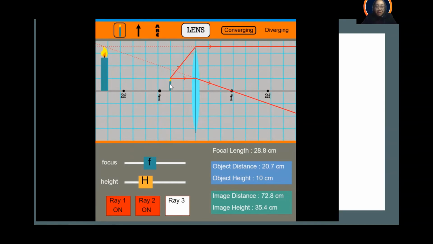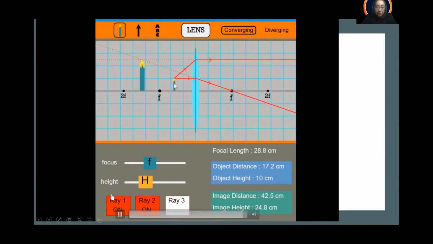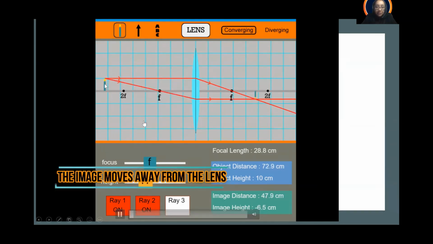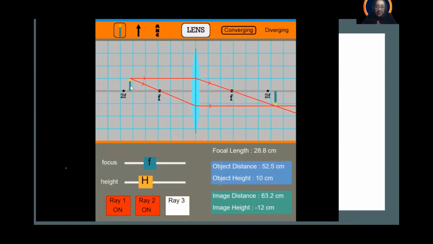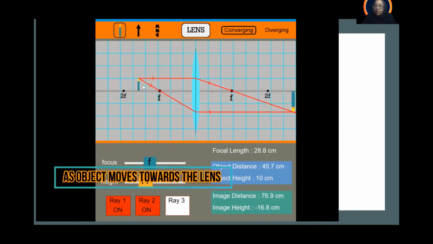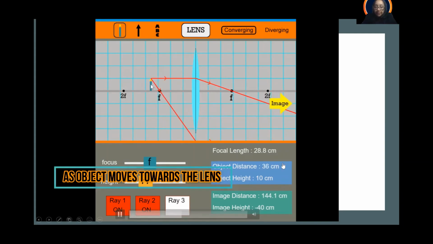And whenever we bring it further, then we get a virtual image. So we get a virtual image when the object is placed between focus and the optical center. Okay. Let's proceed then. Let's proceed to the next one.